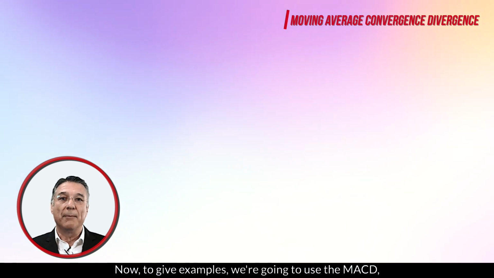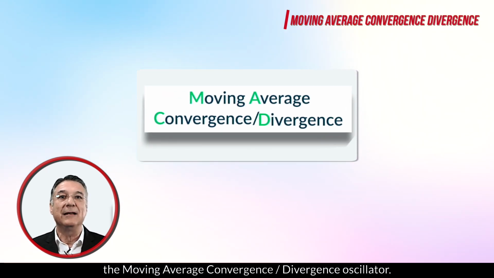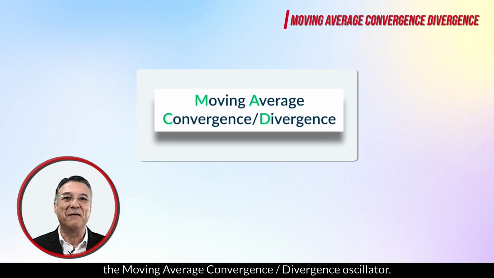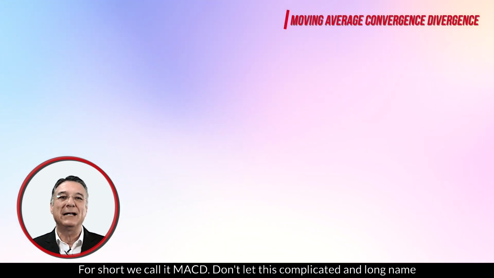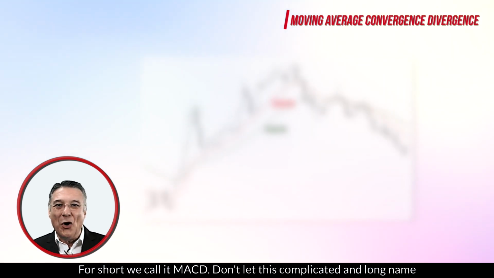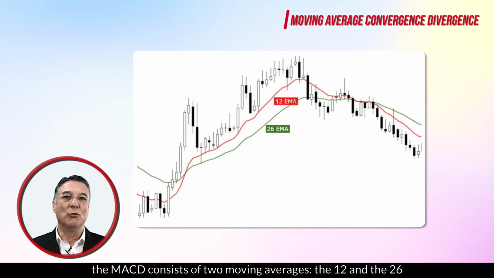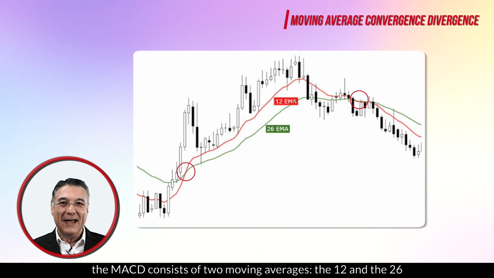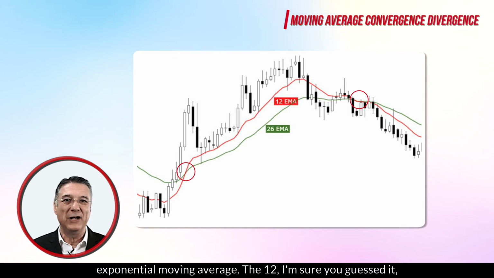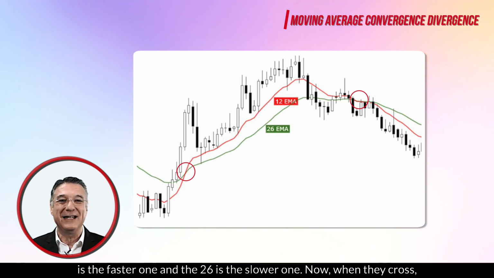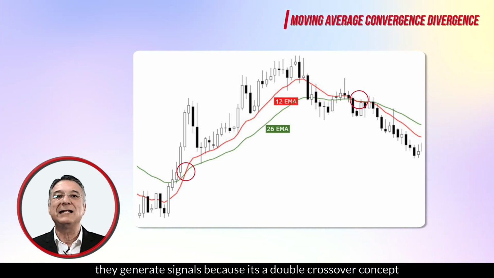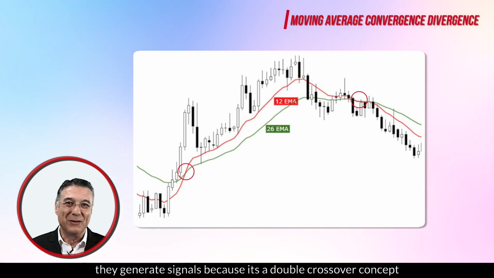Now, to give examples, we are going to use the MACD, the Moving Average Convergence Divergence Oscillator. For short, we call it MACD. Don't let these complicated and long names scare you guys. I will teach you anything you need to know. Now, the MACD consists of two moving averages, the 12 and the 26 exponential moving average. The 12, I'm sure you guessed it, is the faster one, and the 26 is the slower one. Now, when they cross, they generate signals because it's a double crossover concept that we use here.